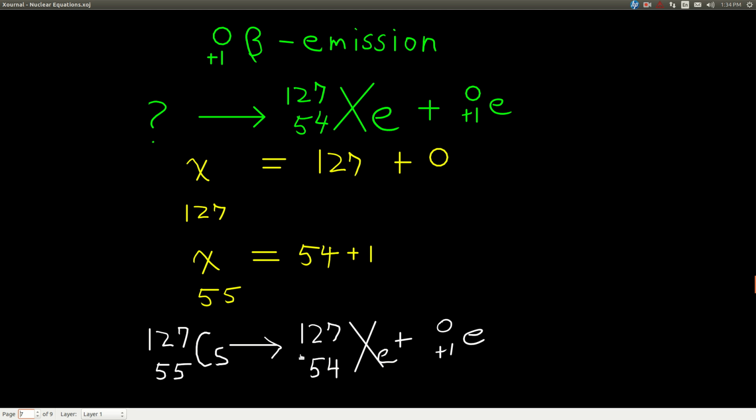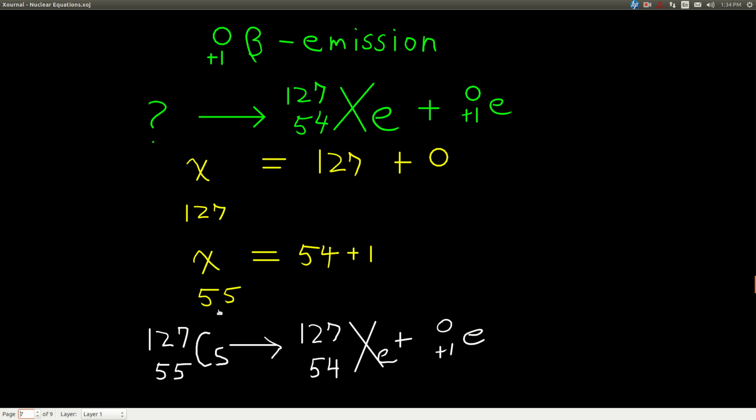Next, positron emission. So let's say we have an isotope, and we know that it undergoes positron emission, and the other product that it produces is xenon-127. What is this isotope over here? Well, we do it the same way. On the right now, the top numbers, 127 plus 0, add up to 127. So we know on the left, the mass number must be 127. The bottom number is 54 plus 1 is 55. So we know that the atomic number must be 55.